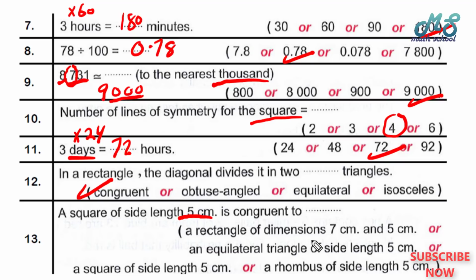طب تعالى نشوف الاختيارات. طبعا جايب لي هنا الريكتانجل يبقى ده مش هيصح، مش هينفع ان سكوير congruent to rectangle، ما ينفعش. بعد كده جايب لي equilateral triangle، ما ينفعش برضو. بعد كده جايب لي a square of side length 5 سنتيمتر، يبقى هي دي الإجابة الصحيحة. لازم يكونوا عندك the same shape، يعني ما ينفعش اختار هنا سكوير يكون عندي سكوير في السؤال واختار ريكتانجل او رامبس او equilateral triangle، لازم اختار على طول سكوير.